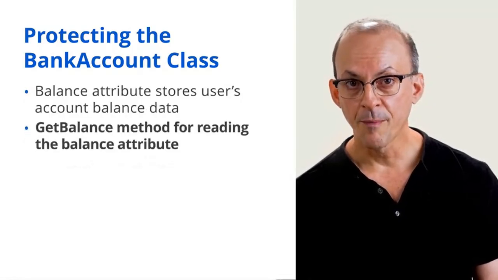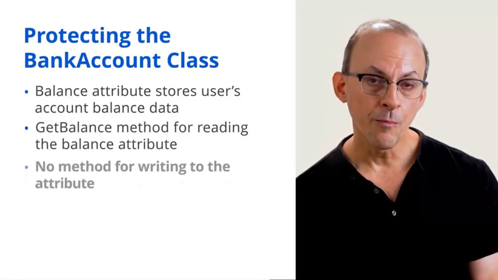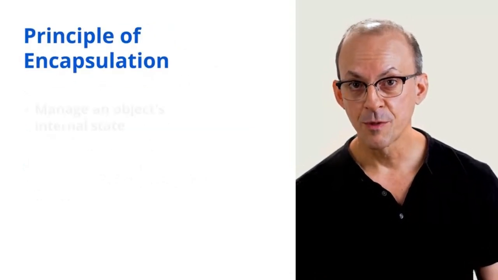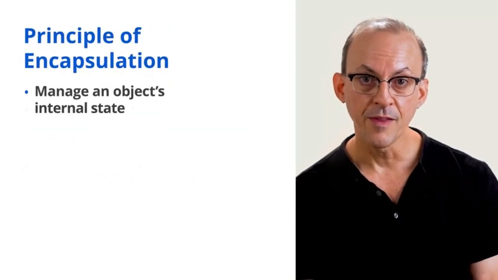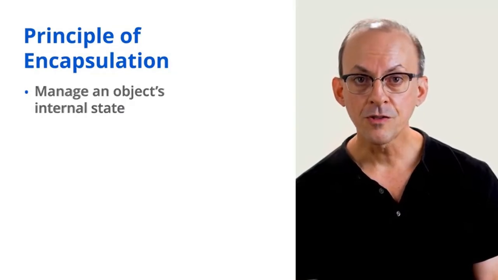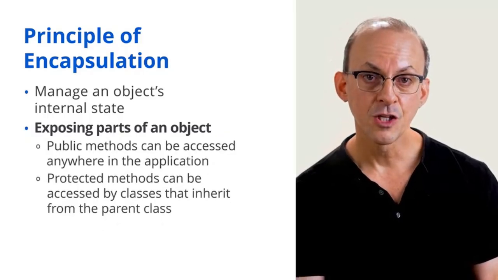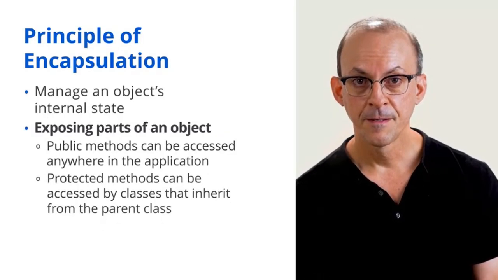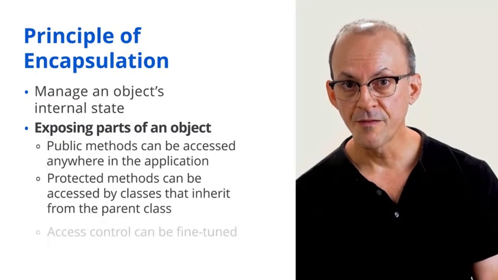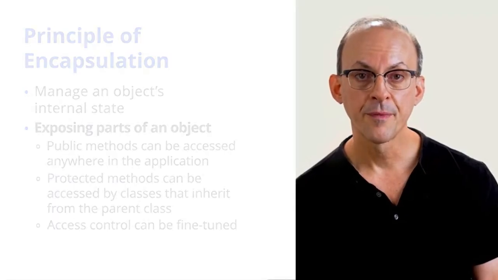The developer might provide a public getBalance method that lets other code read the attribute, but no method for writing to the attribute. Encapsulation allows developers to expose parts of the object to any of the application's code using public methods. They also can expose other parts only to parts of the app that inherit from the class using protected methods. These principles give the developer fine-tuned control on which parts of the class are exposed and how broadly.